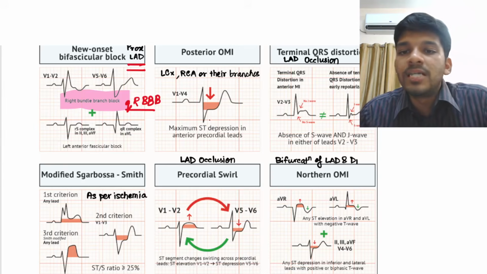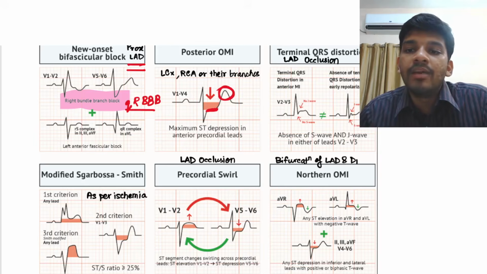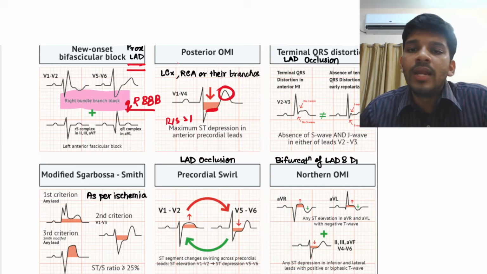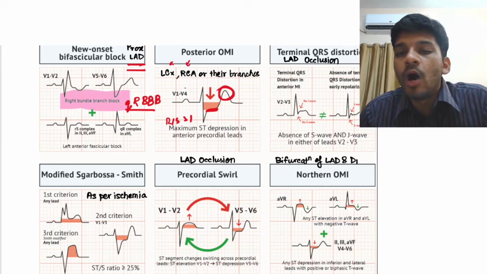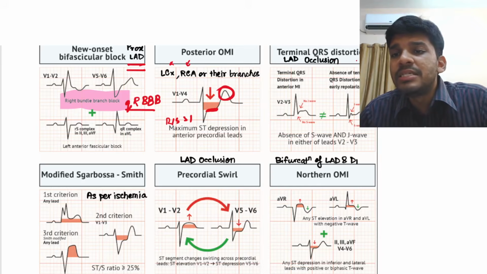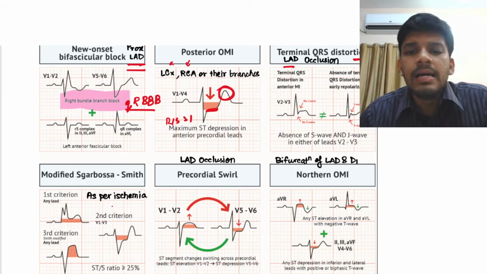A posterior OMI, as we have already discussed, shows ST depressions in V1 to V3 or V1 to V4, which are horizontal ST depressions with upright T waves and a broad R wave, with R more than S in V2, meaning the ratio is more than 1. These again localize to LCX or RCA depending on how the posterior wall is being supplied. One of these changes is a terminal QRS distortion. It is due to LAD occlusion, not very important.